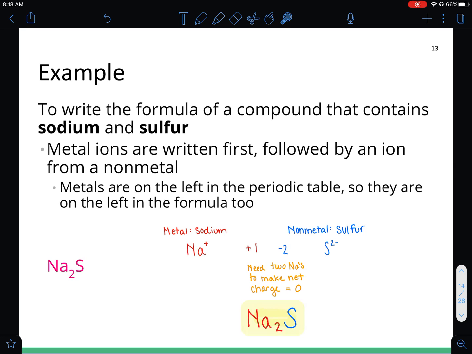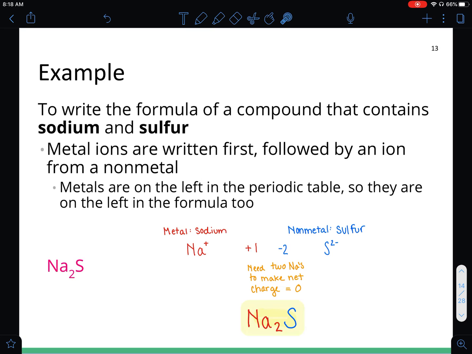Also, I knew that this was a metal because sodium is in group 1, so it's on the far left side of the periodic table where the metals are located. And sulfur is in the upper right-hand corner where the nonmetals are located. So that was my first indication that this was an ionic bond because I have a metal and a nonmetal.